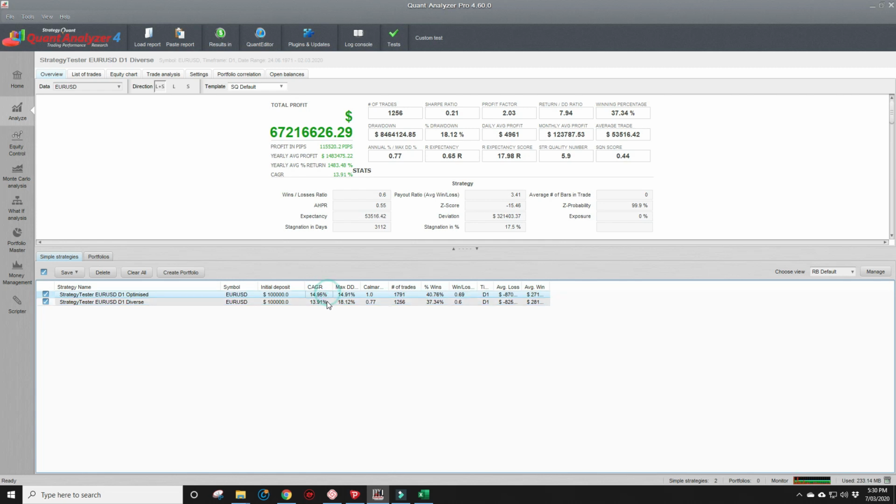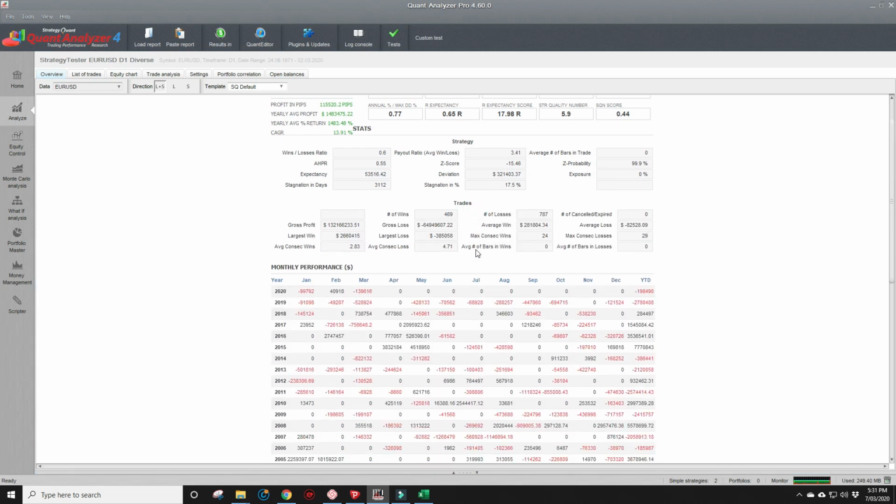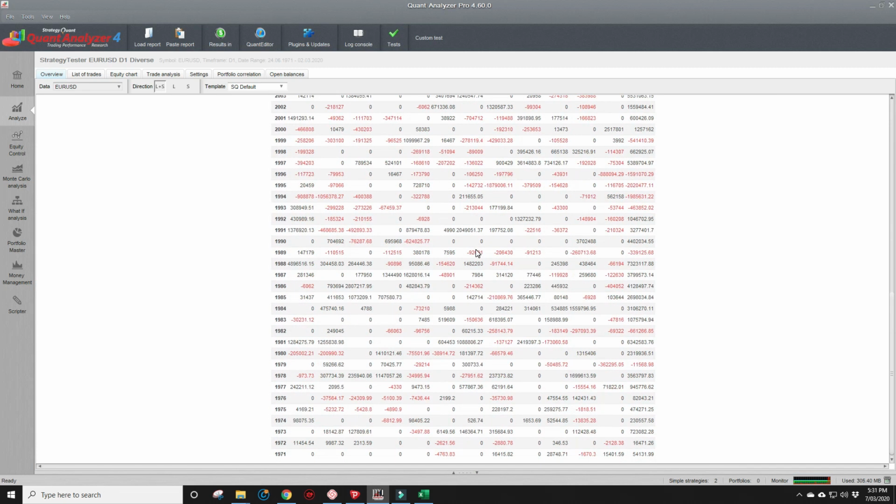It clearly shows that they're not curve fit. They're still strongly performing. Over the entire 50 years, this produced close to 14% compound annual growth rate. That is a marvellous figure. When people think of compound annual growth rate, they probably don't appreciate what that means. And I'm going to show you what it means. So let's select that strategy, the diverse strategy, and let's have a look at our monthly results.